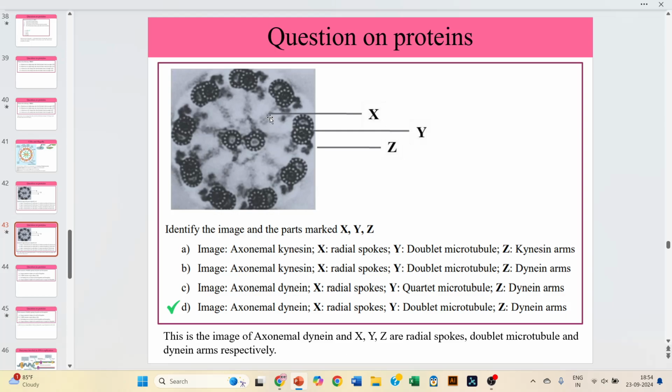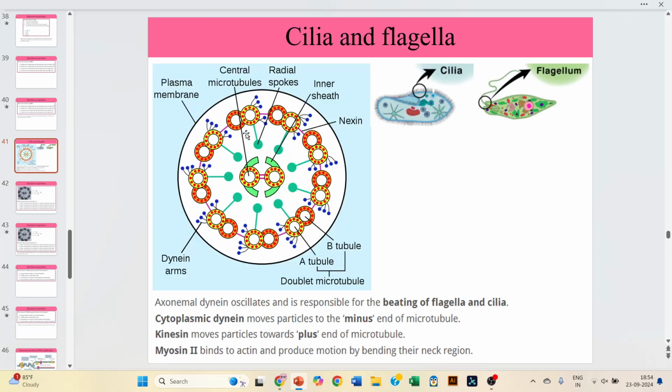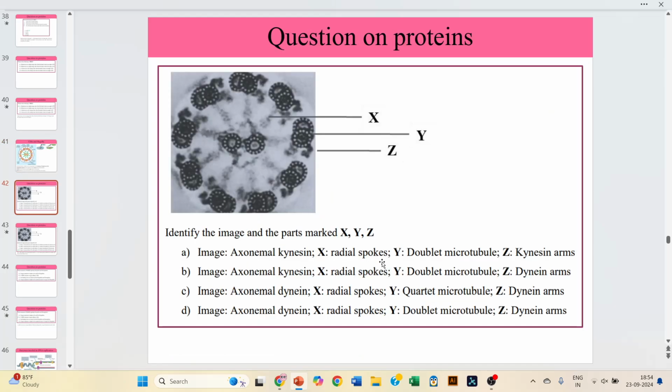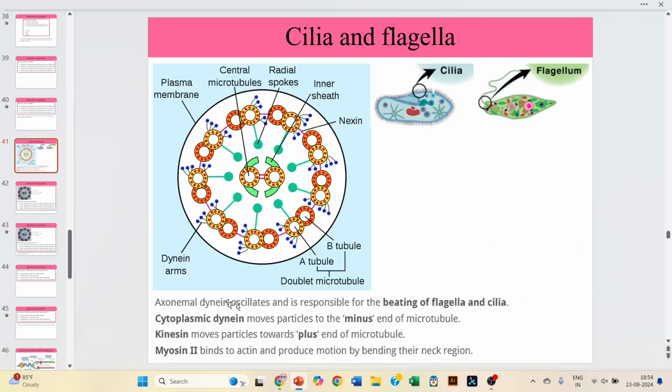If you remember from the figure, this green one is the radial spoke. These round microtubules, microtubule A and B together, form the doublet. And these tiny ones are actually dynein arms. So your Z should be dynein arms, Y should be the microtubule doublet, and X should be radial spokes. And this is an axonemal dynein given in this figure.